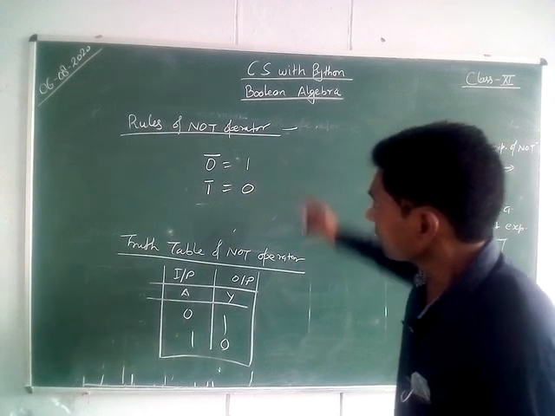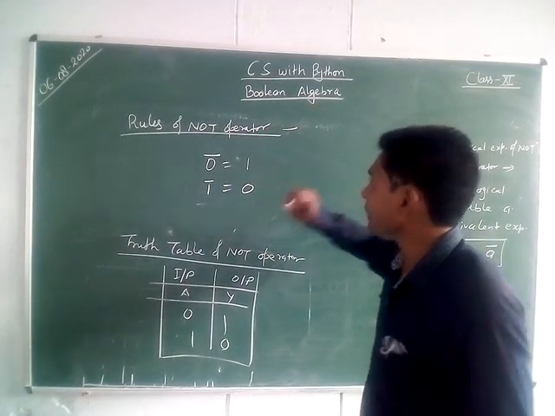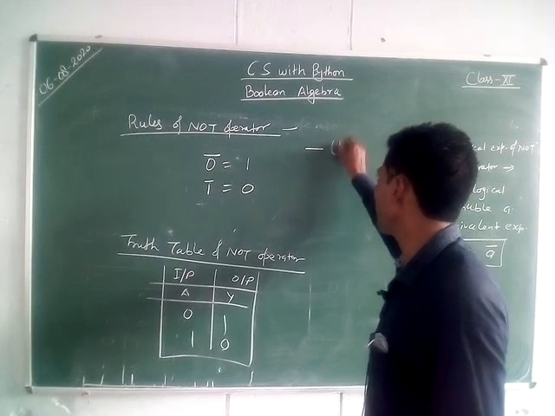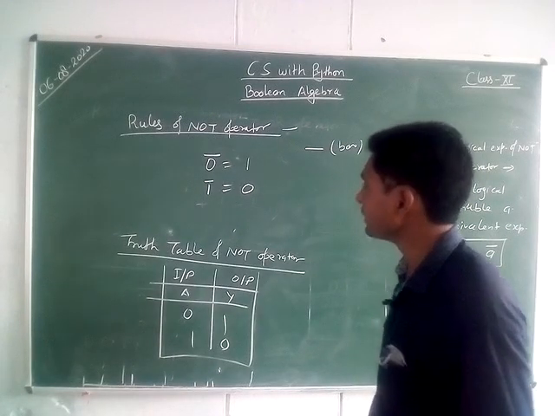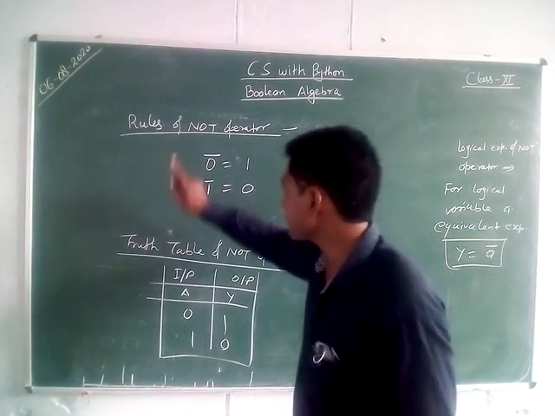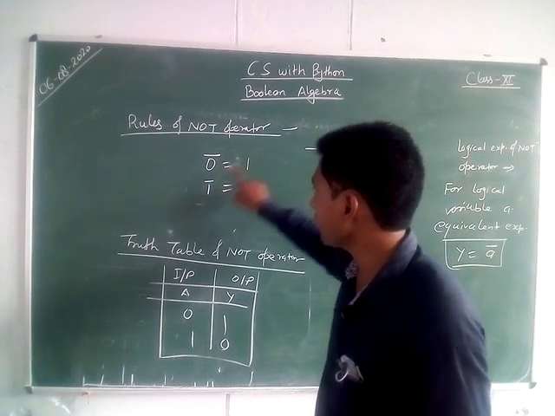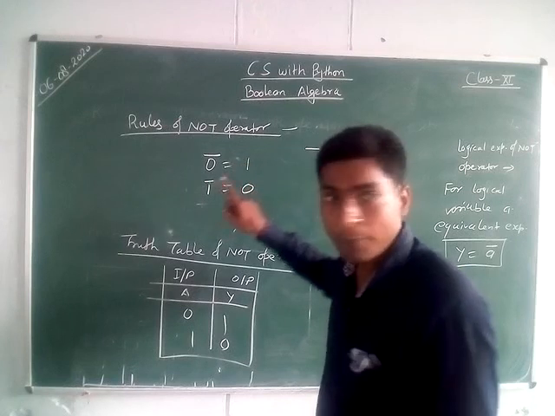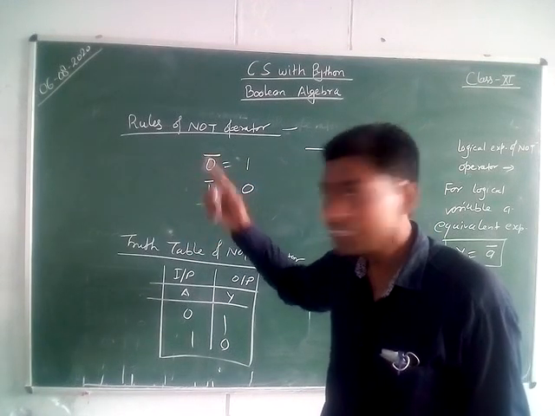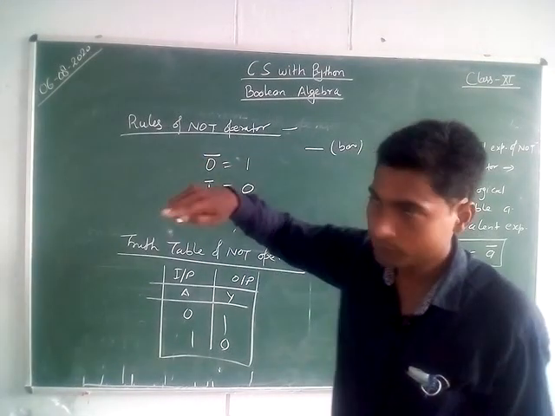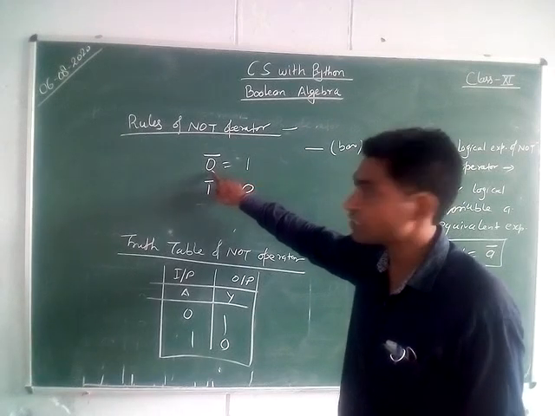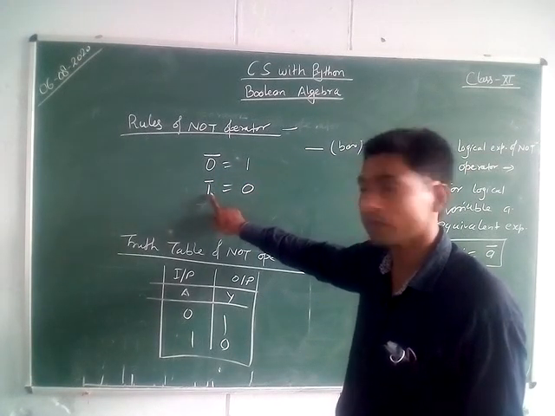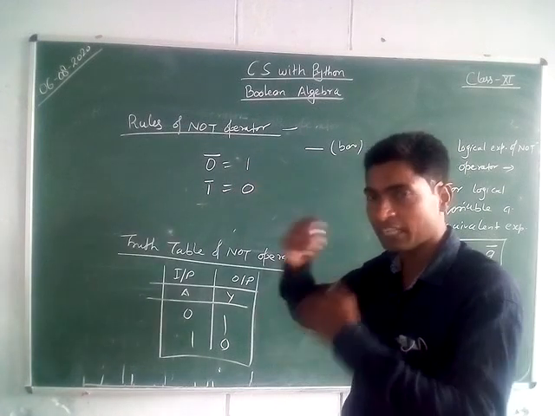Alright? The symbol of NOT operator is complement, bar. We say it bar. Alright? Its rule says that 0 bar is equal to 1, 1 bar is equal to 0. It means on the operand on which it is applied, this operator reverses its value. If we apply it on 0, it reverses its value to 1. If we apply it on 1, it reverses its value to 0. It always gives the reverse result.